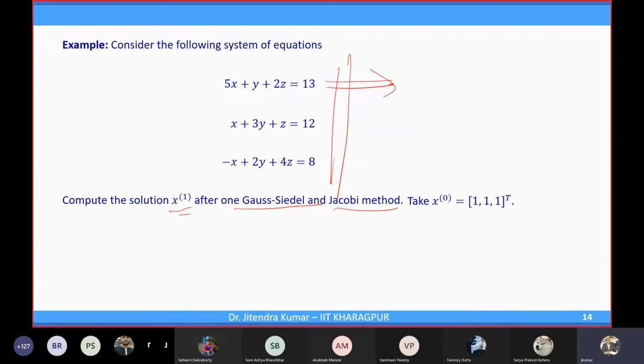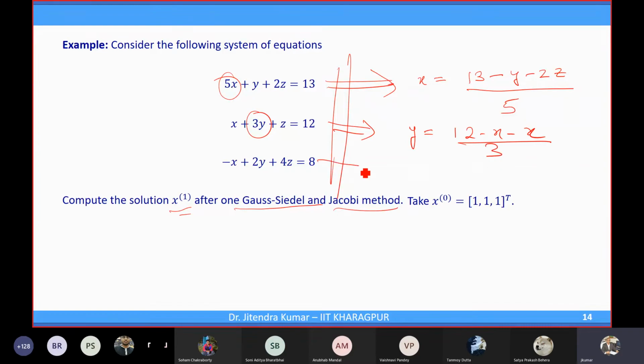If you just want to compute for this small system, catch the first equation. You write x on the left hand side, and everything else you bring to the right: y minus 2z, and divide by 5. From the second equation, you write down y as 12 minus x minus z divided by 3. From here you write down z as 8 plus x minus 2y divided by 4.